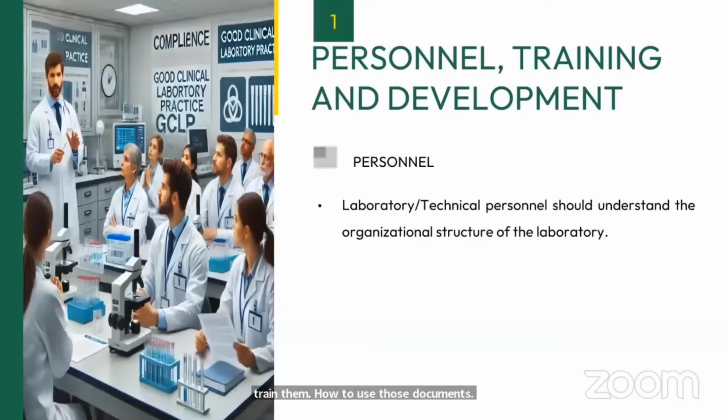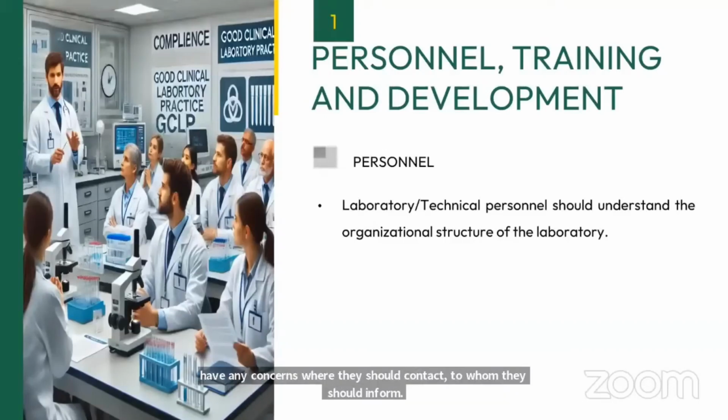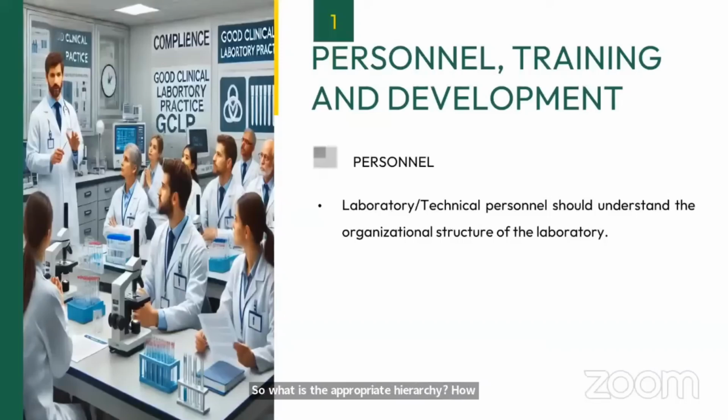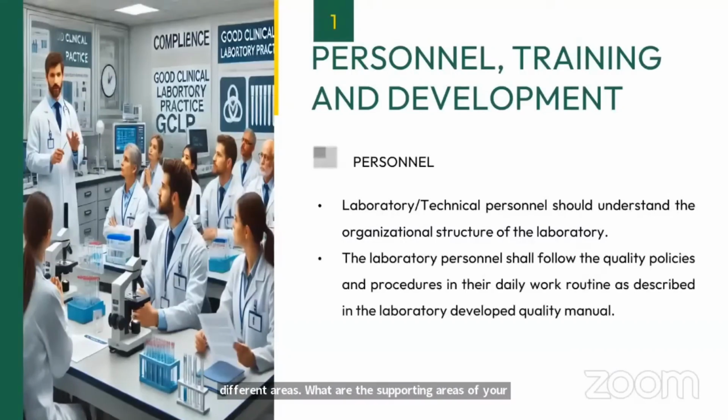Laboratory or technical personnel should understand the organizational structure of the laboratory. So your staff, your personnel in the laboratory should be aware of what the organizational structure is. What does organizational structure mean? Who is at the senior management level, who is at the middle management level, who is at the lower strata. If they have any issues or any concerns, where they should contact, to whom they should inform. So what is the appropriate hierarchy, how the information should flow in the laboratory from one part to another. What is the structure, what are the different areas, what are the supportive areas of your laboratory. All this should be known to your laboratory staff.